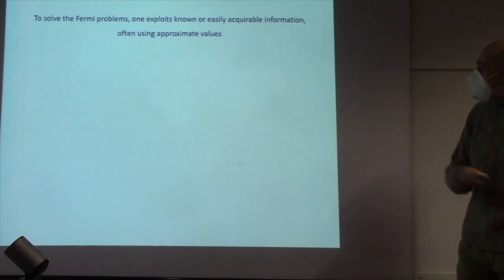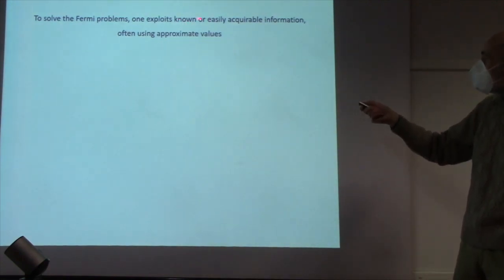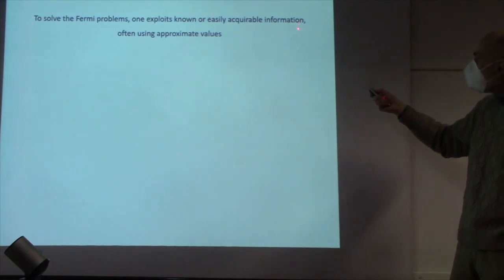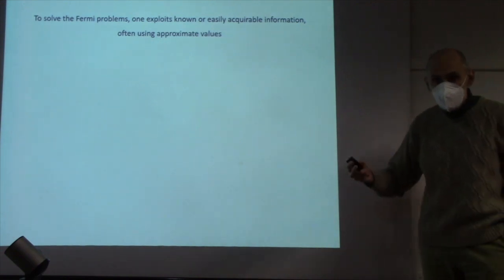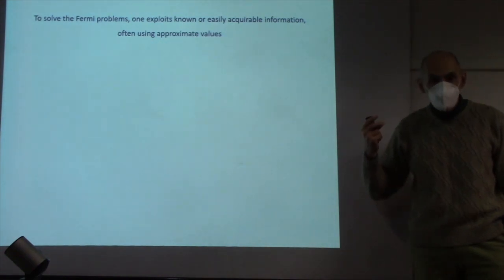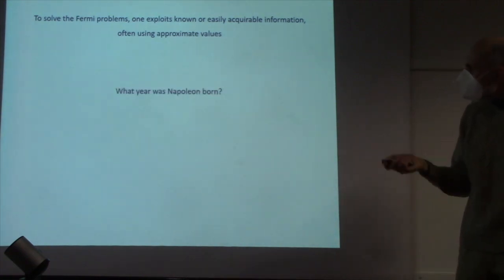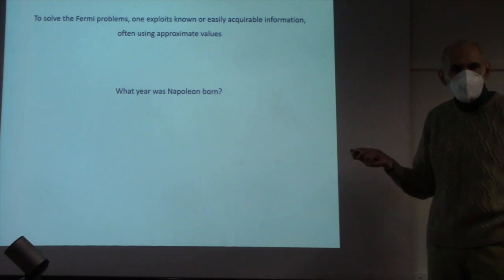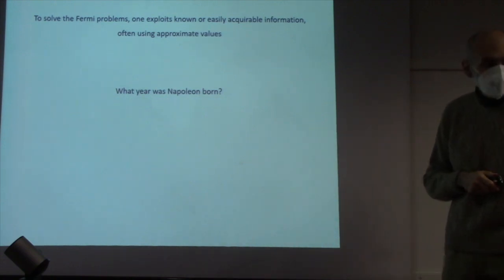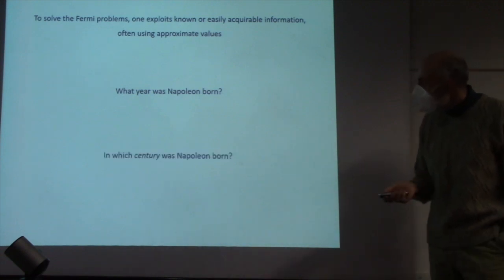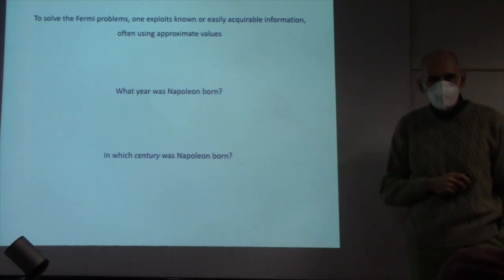Oh, by the way, to solve Fermi problems, one exploits, as I just said, known or easily acquirable information, often using approximate values. If you have quantitative information in your head, probably it's not very accurate, you just have an idea. For example, if I ask you, what year was Napoleon born? You don't know. I don't remember. But if I ask you, in which century was Napoleon born? 1700.